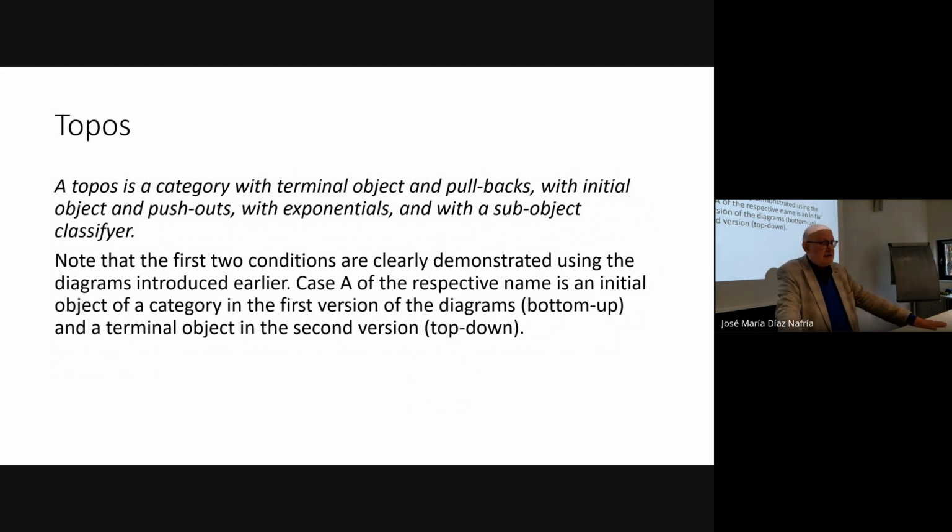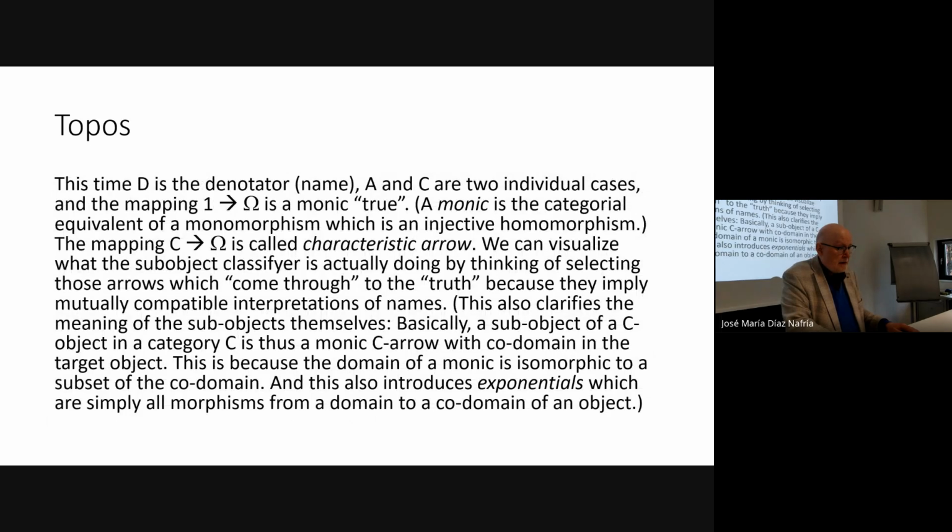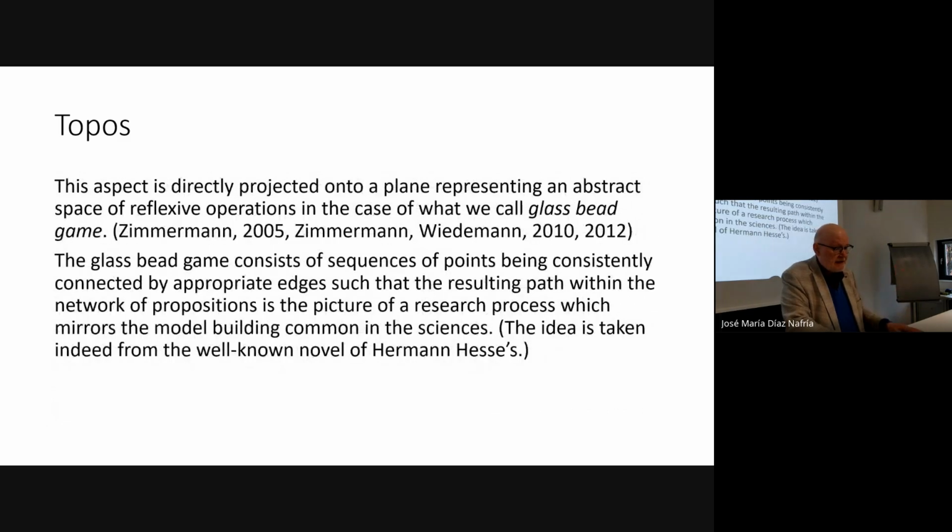So finally, a topos is, in this sense, a category with terminal object and pullbacks, with initial object and push-outs, with exponentials and sub-object classifier. Now, we had most of that already, because the German Shepherd was once an initial object in the push-out, and it can also be the terminal object, top-down, in the pullback. And similar properties called exponential and sub-object classifier deal with the kind of objects involved. I will not elaborate further on this. Okay. So this is the general idea, I think.